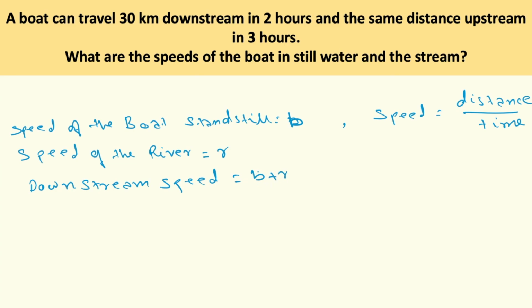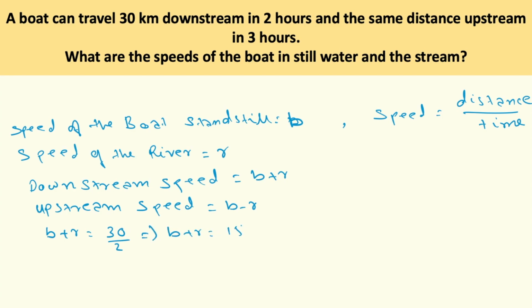Why is it added directly? Because speed is a scalar quantity. And similarly, upstream speed would be B minus R. Now B plus R, let's first write down the first equation. B plus R, which is the downstream speed, would be equal to 30 divided by 2 because it traveled 30 kilometers in 2 hours while flowing downstream. Hence I can write B plus R is equal to 15, and this is my first equation.